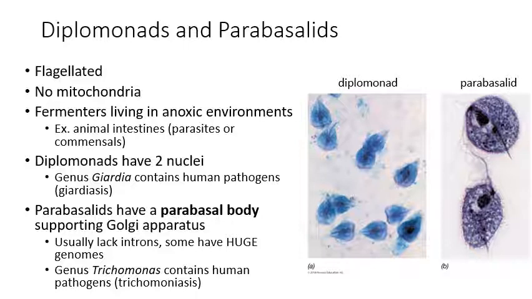For the Diplomonads, you have one genus that's important for humans, Giardia, because it contains human pathogens and causes the disease giardiasis. Then for the Parabasalids, something that's unusual about them is that most of their genes don't have introns, so they wouldn't undergo RNA splicing like most genes do for eukaryotes. They're also unusual because they have really big genomes. Some of them have some of the biggest genomes for any eukaryote, actually, even though they're just a single cell, so it's pretty unusual. You also have a genus Trichomonas that contains human pathogens that would cause the disease trichomoniasis.